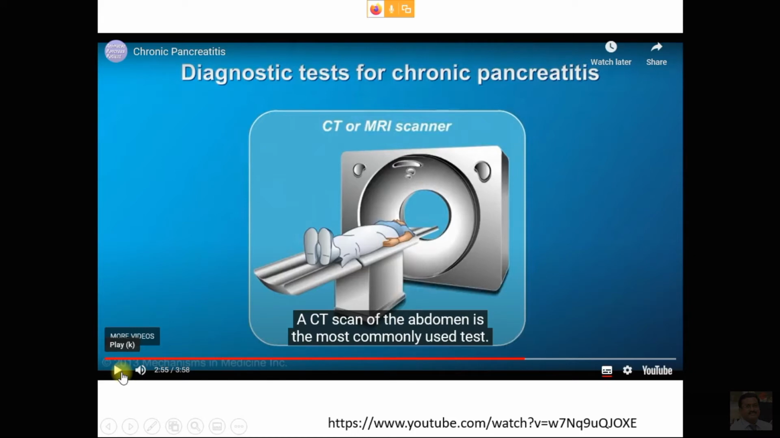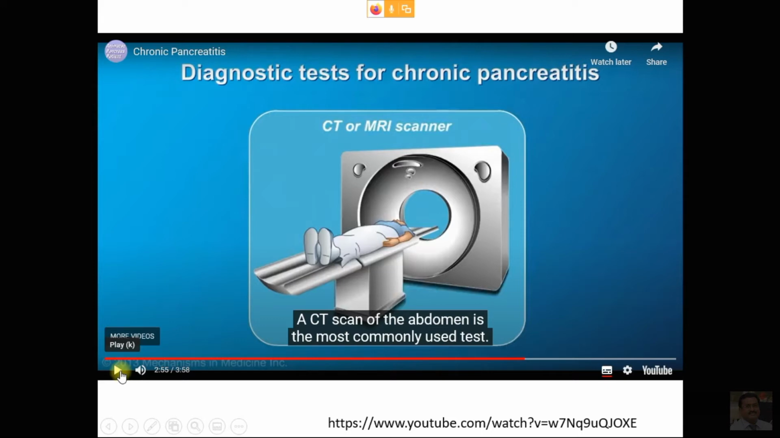This is more expensive when compared to endoscopy. Endoscopy is approximately 1,800 rupees or 2,000 rupees, and this may be 3,500 rupees or 4,000 rupees. It depends on the hospital or the lab. Based on that we can conclude whether the pancreas is functioning or not, whether pancreatitis is there or not, and what the stage of pancreatitis is.